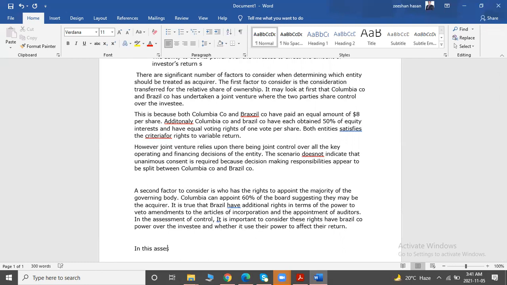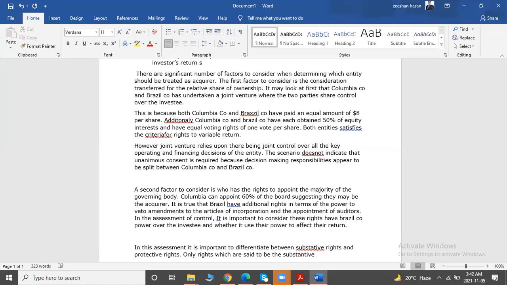Further, in this assessment, it is important to differentiate between substantive rights and protective rights. Only rights which are substantive are said to give the investor control.